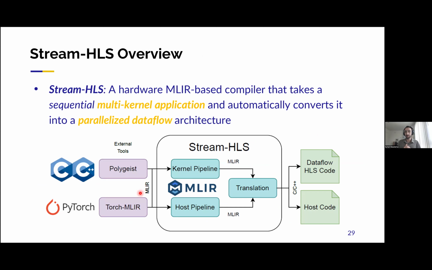So Stream-HLS is a hardware MLIR-based compiler that takes a sequential multi-kernel application and automatically converts it into a parallelized Dataflow architecture. If you're not familiar with MLIR, it's basically an extension of LLVM compiler infrastructure that allows you to create your custom types and operations in a group, and you group them in what is called a dialect. So our framework is built on top of this MLIR infrastructure. And it's been used in many custom and domain-specific compilers.